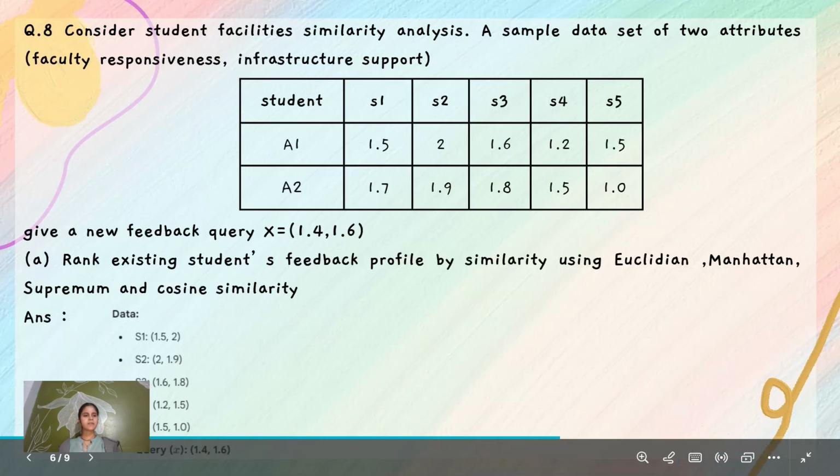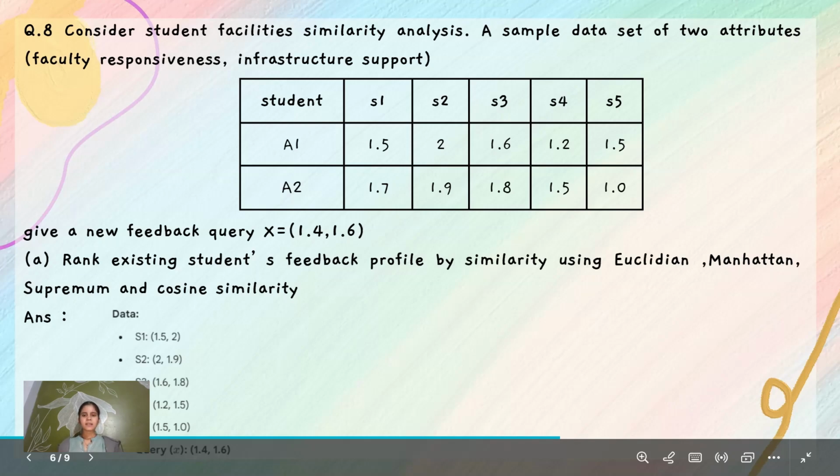Now move to the next question, question number 8. Consider student faculty similarity analysis, a sample data set of two attributes: faculty responsiveness and infrastructure support. So A1 is faculty responsiveness and A2 is infrastructure support. You can see the table on the screen. Given a new feedback query x equals (4.4, 1.6). The sub-question A is: rank existing student feedback profiles by similarity using Euclidean, Manhattan, supremum and cosine similarity.